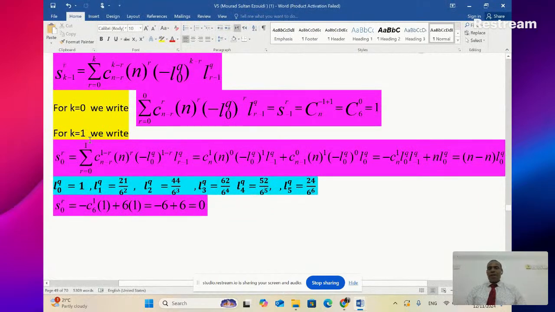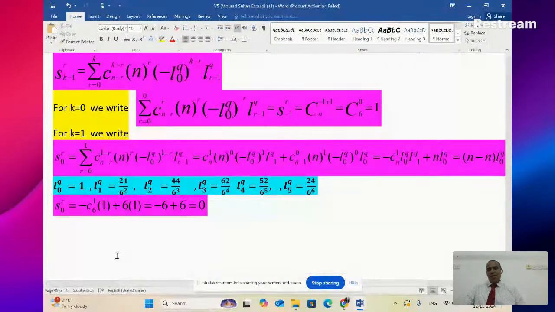Okay, now I will continue. I want to find S0, learners. To find S0, you should substitute or set k equal 1 in the discriminant formula of Mr. Mourad Sultan Ezouidi. Okay, and this discriminant formula had been developed after 14 years of work. Not only this theorem that I'm working with now, but there are so many other worthy methods.